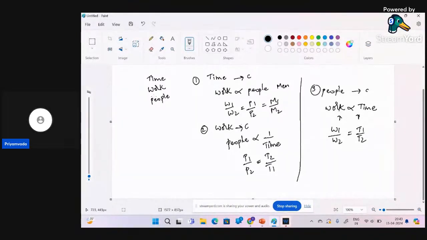When time is constant, work and men are directly proportional. If work is constant, people are inversely proportional to time, because if people increase, the time required will decrease. And if people are constant, then as the work increases, the time also increases, so they are directly proportional. We can write W1 by W2 equals T1 by T2. I hope it is clear for everyone. Now we'll go to the question.